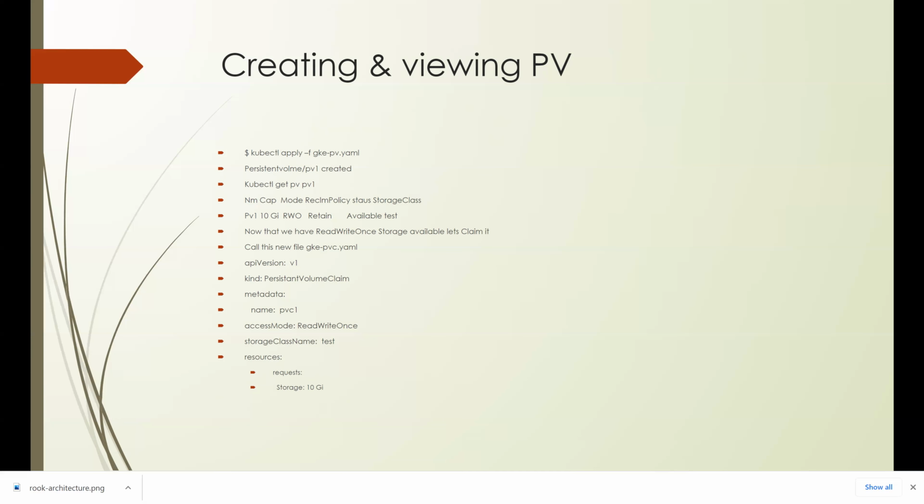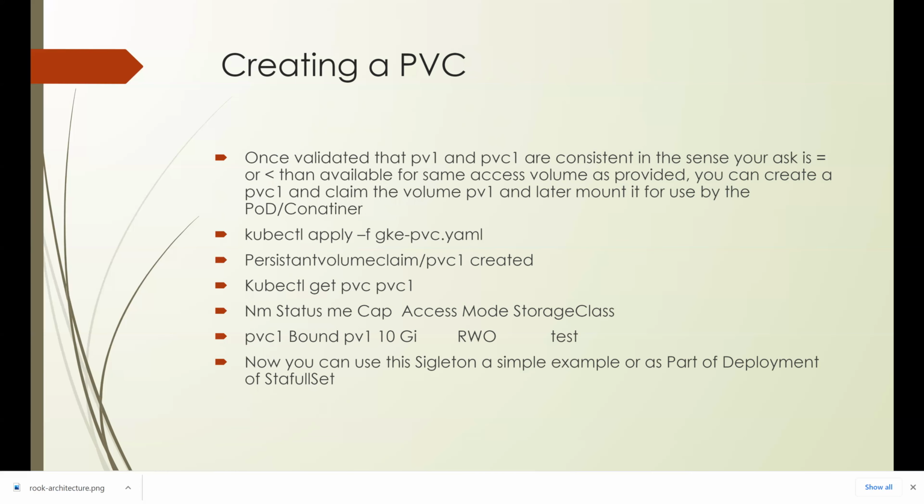API version is 1. Kind is persistent volume claim. Metadata is again PVC1. Access mode is again the same, read write once. And then storage class name is test again. And resource is request and storage of 10 gigabyte. So what is the resource you are requesting? That is what you have to say. So we are asking for a storage of 10 gig.